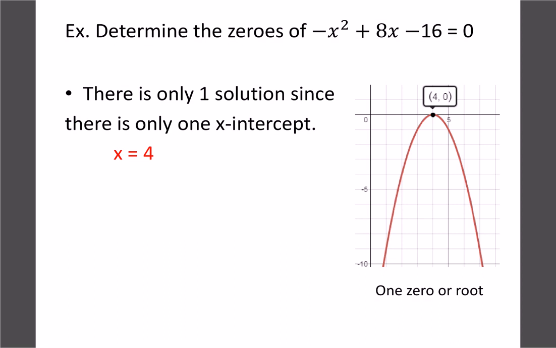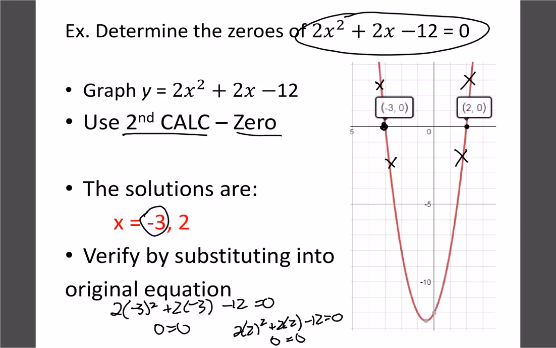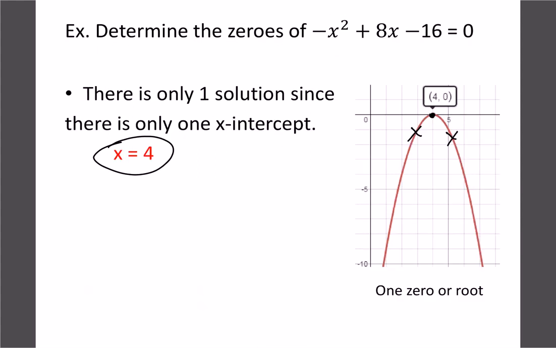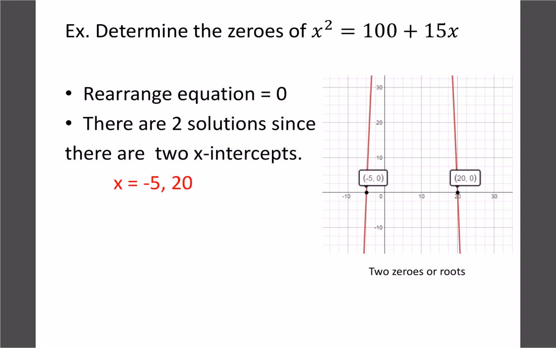Okay, so let's try another one. In this case, if we graph y equals -x squared plus 8x minus 16, you get a graph that looks like this. And you can see from the graph, it looks like it only crosses in one intersection point. So same thing again, go second calc 0, choose left and right, and it'll give us x equals 4 as our solution. So when we graph, just by looking at the graph, you can tell if there's 2, like in the first case where we had 2 x-intercepts. In this case, we only have the 1. And it's also possible that we would get 0.